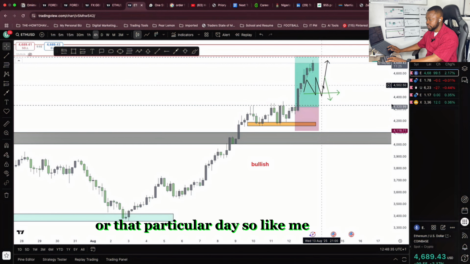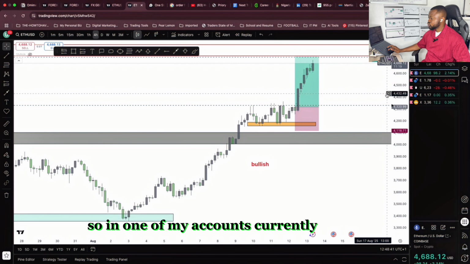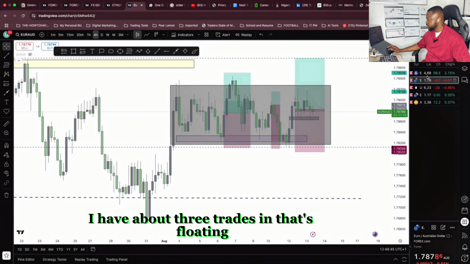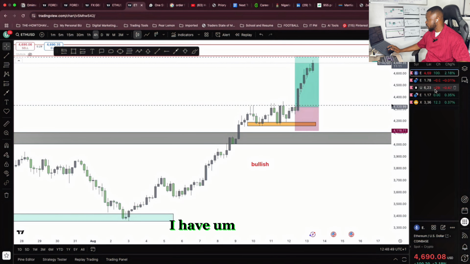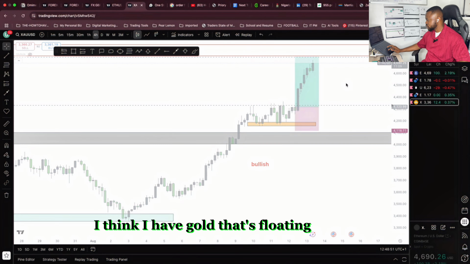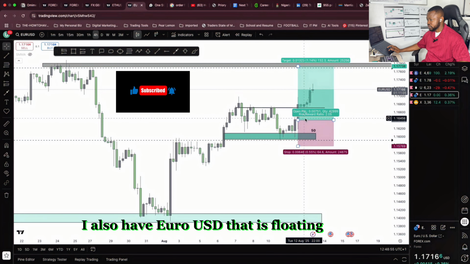So, like me, I trade a couple of pairs. I trade about 13 pairs. So, in one of my accounts currently, I have about 3 trades that are floating. I have this one floating. I think I have gold that's floating. I also have Euro USD that's floating.